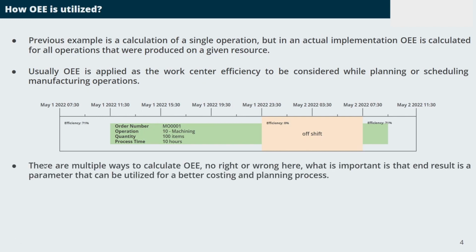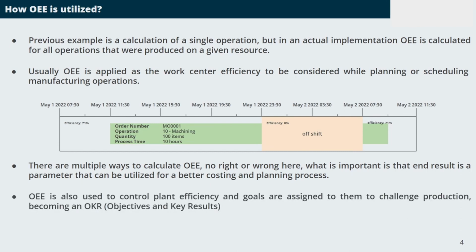There are multiple ways to calculate OEE. No right or wrong here. By the book, there is a standard way, but every manufacturing unit might tailor the formulas a little bit in order for it to better represent their own reality. But the important thing is to use OEE for something, right?